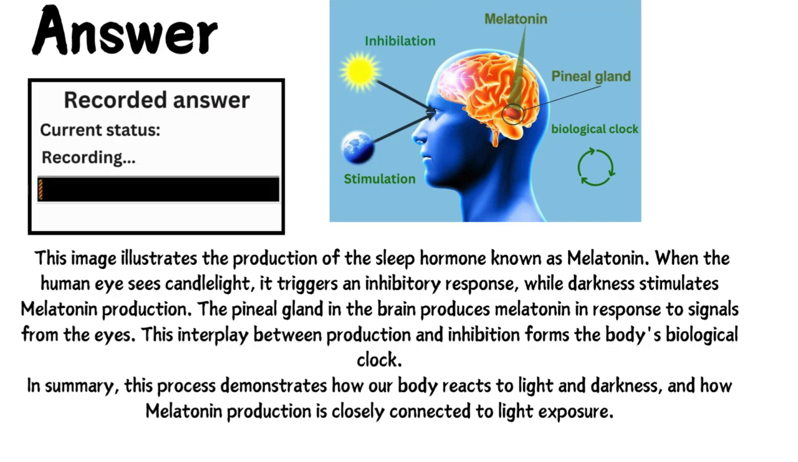This image illustrates the production of the sleep hormone known as melatonin. When the human eye sees candlelight, it triggers an inhibitory response, while darkness stimulates melatonin production. The pineal gland in the brain produces melatonin in response to signals from the eyes. This interplay between production and inhibition forms the body's biological clock. In summary, this process demonstrates how our body reacts to light and darkness, and how melatonin production is closely connected to light exposure.